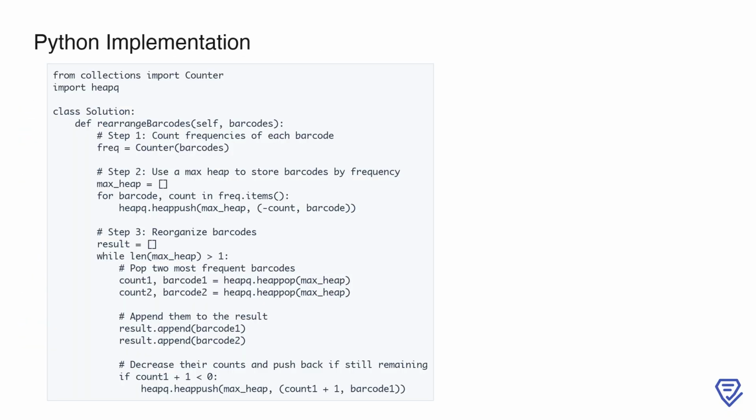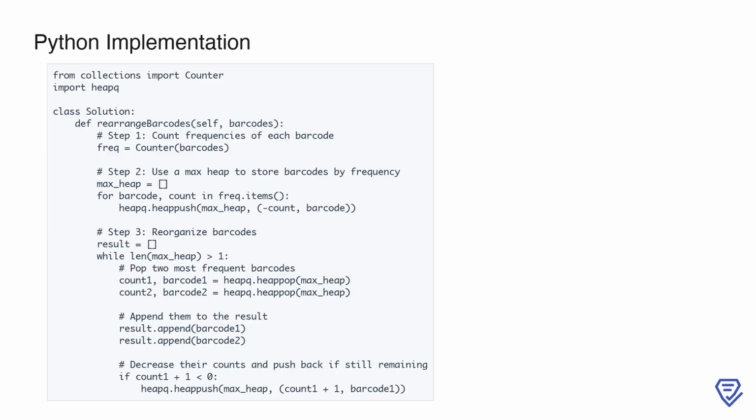Here, we start by importing the necessary modules: Counter from the collections module to count the frequency of each barcode, and heapq to manage a max heap. In the rearrangeBarcodes method, the first step is to calculate the frequency of each barcode using Counter. This gives us a mapping of barcodes to their respective counts.